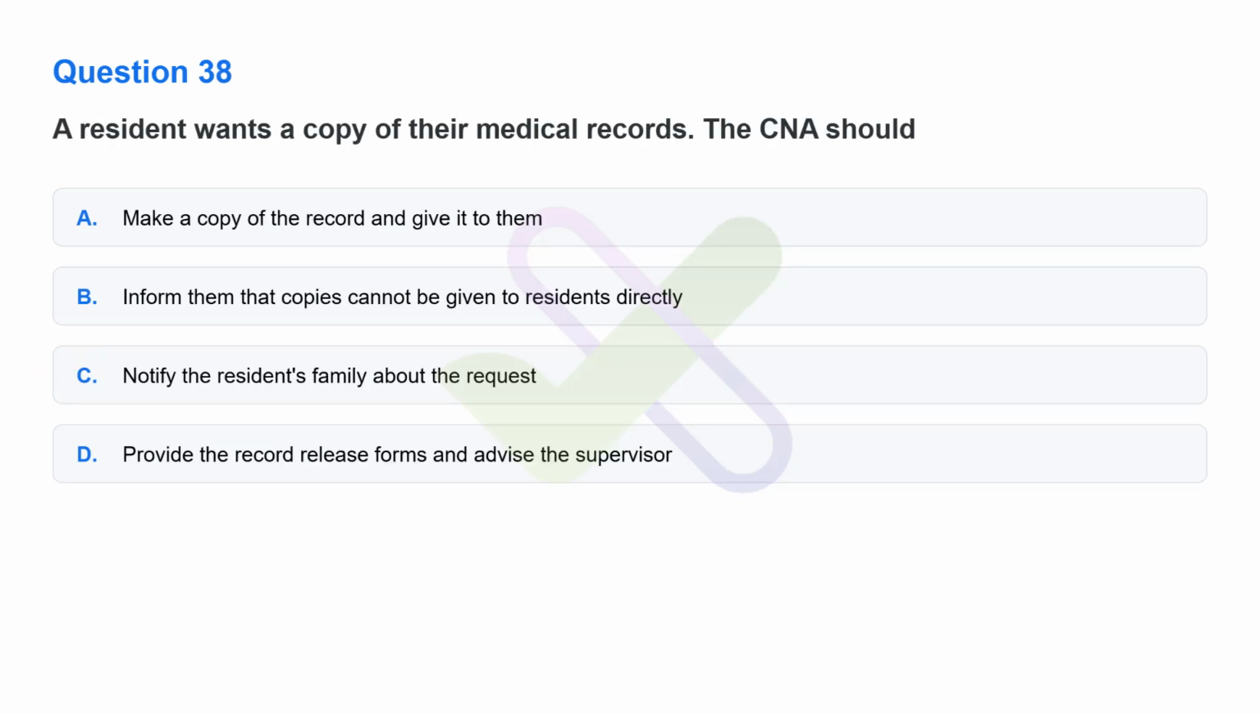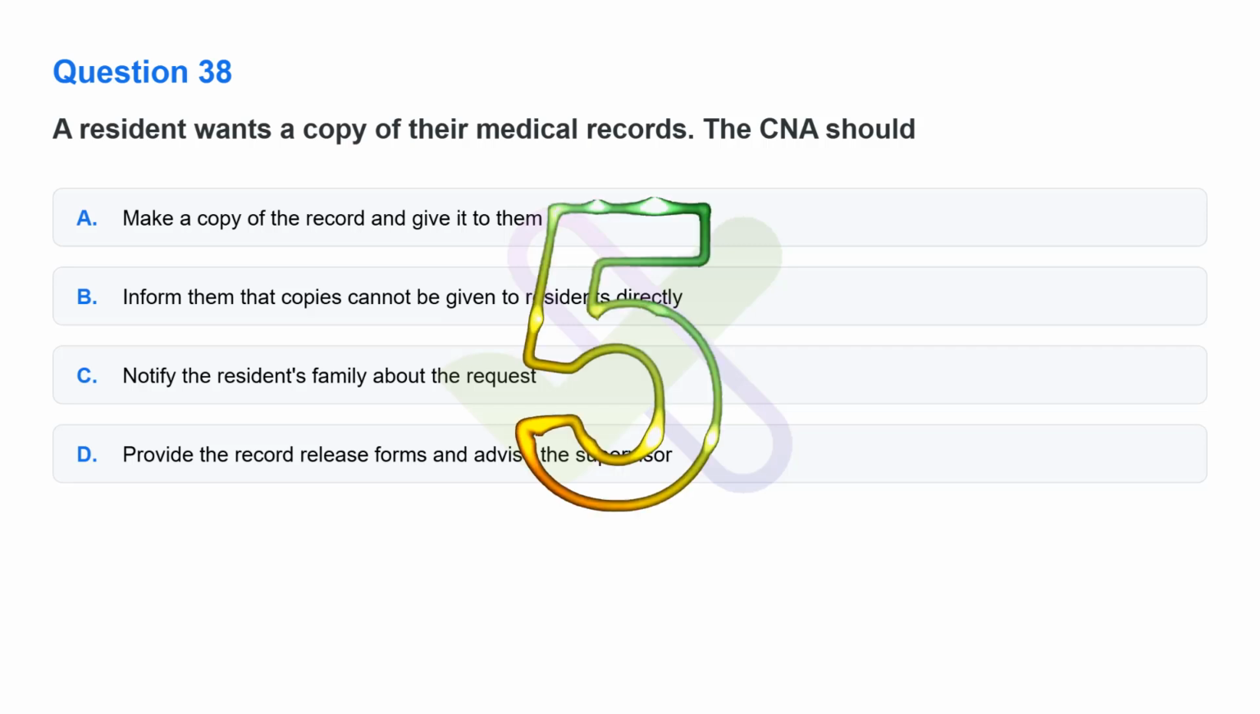A resident wants a copy of their medical records. The CNA should A. Make a copy of the record and give it to them. B. Inform them that copies cannot be given to residents directly. C. Notify the resident's family about the request. D. Provide the record release forms and advise the supervisor.